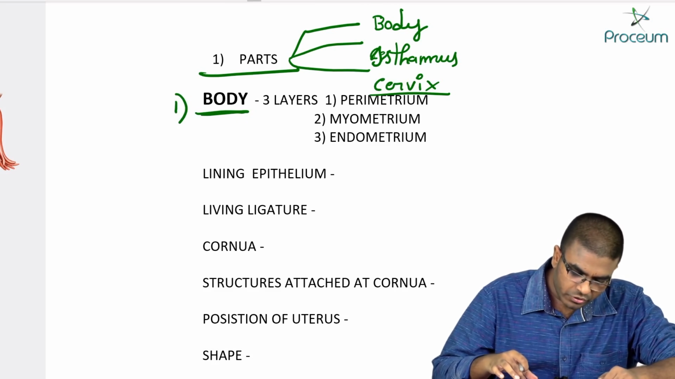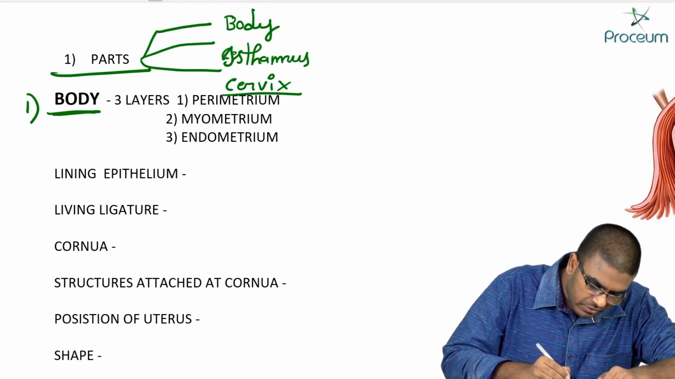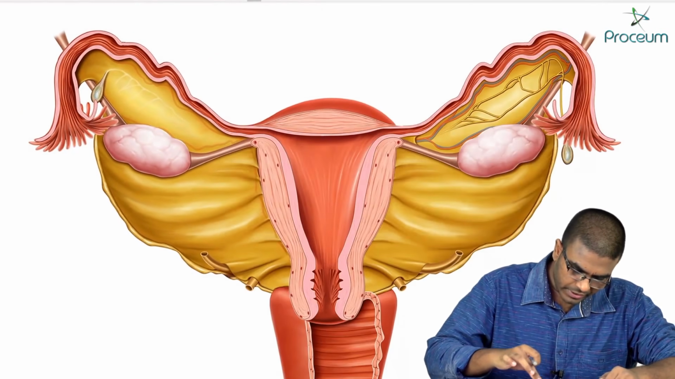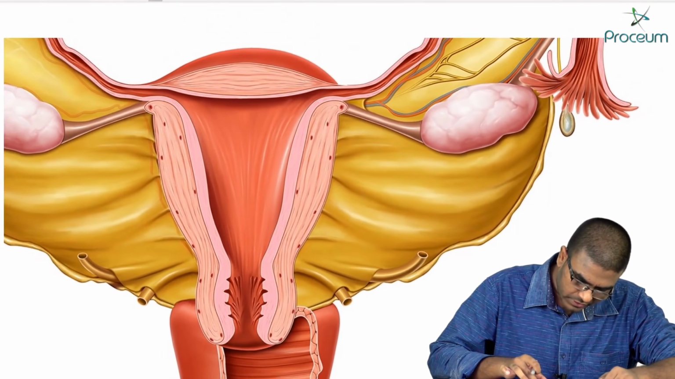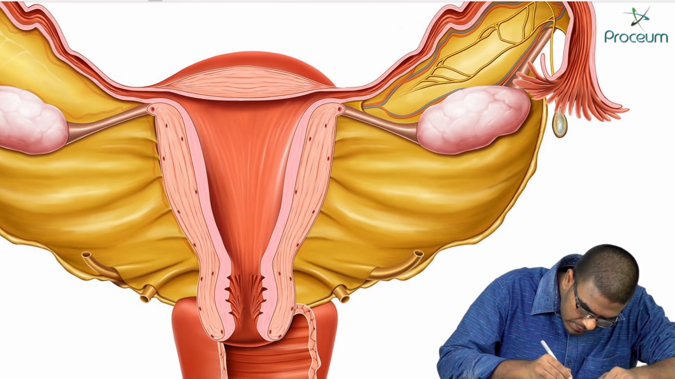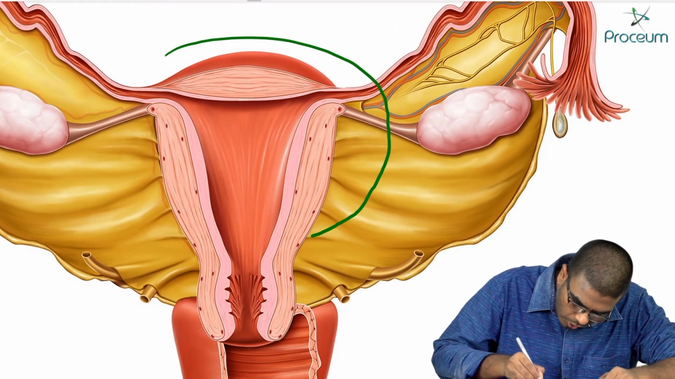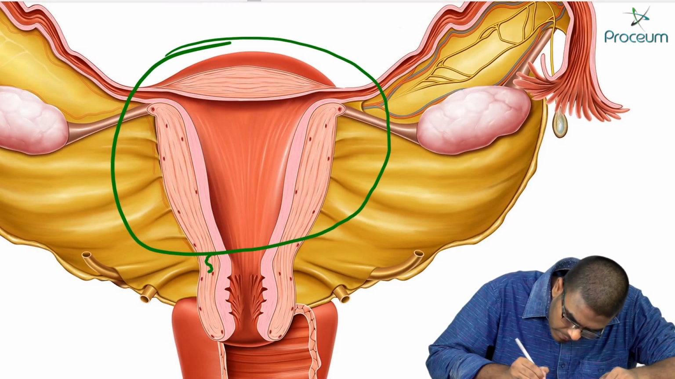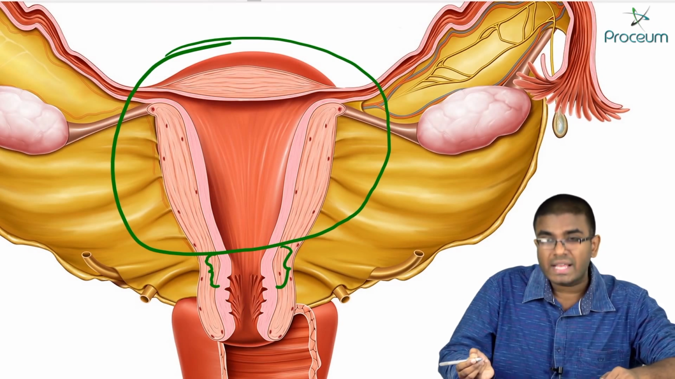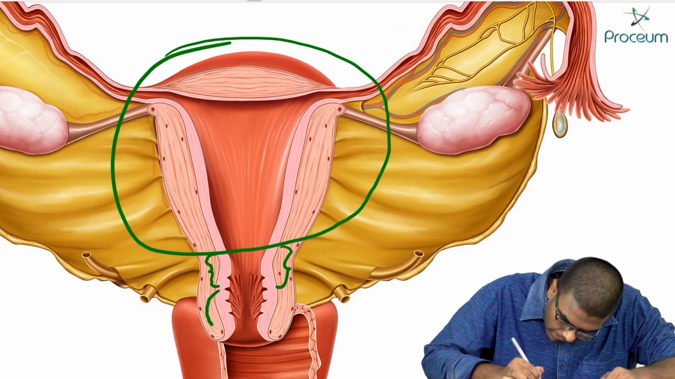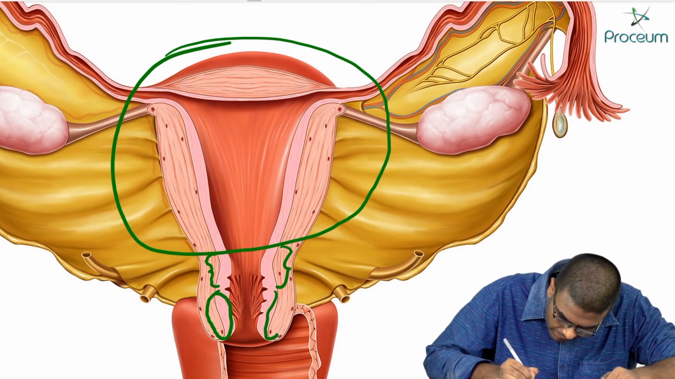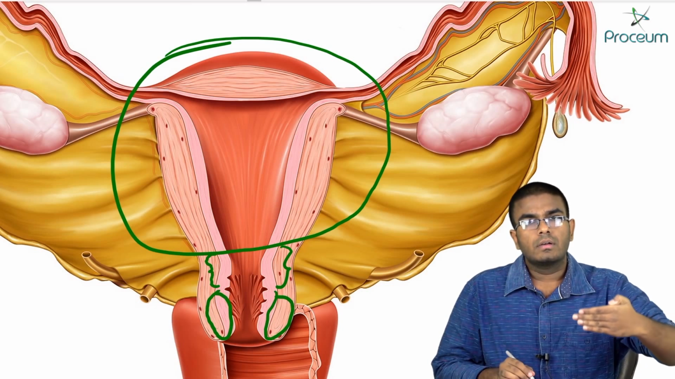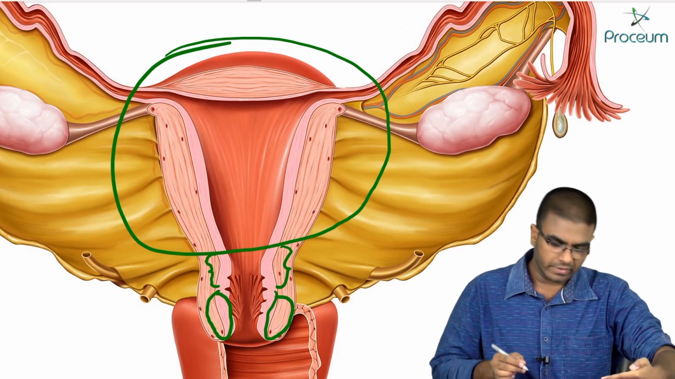Now the body of the uterus is going to have three layers. Let me show you the body. Now concentrate here. This is the body of the uterus. All this which I am rounding up is the body of the uterus. This small area is known as the isthmus, and this part which I am highlighting is the cervix. Uterine body or corpus, next isthmus, next cervix.